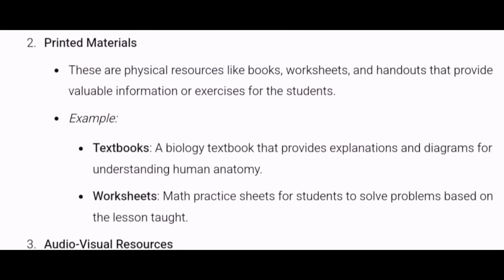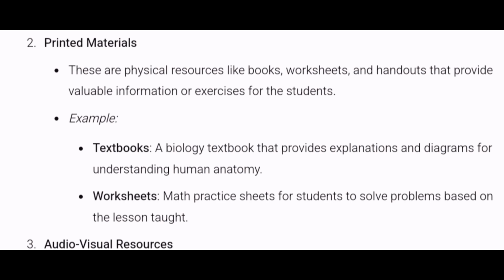Now, printed materials. What are printed materials? Of course, the best example is your textbook, which you read at home. Right now also, the written information which you see on the screen is printed information, right? These are physical resources like books, worksheets, and handouts that provide valuable information and exercises to the students. Printed materials will include your textbook, workbook, exercise book. All these things come under printed materials. Printed means what? It is printed out, right?